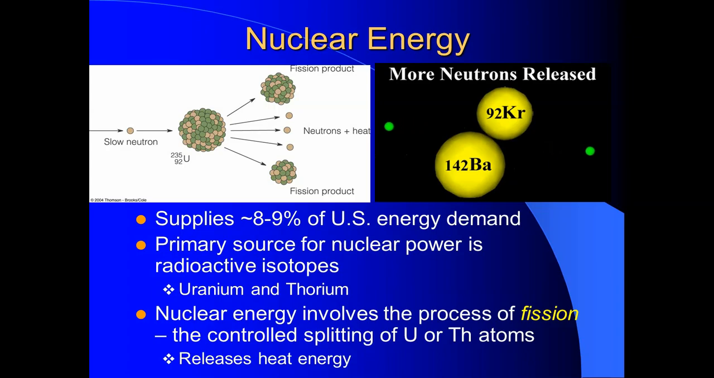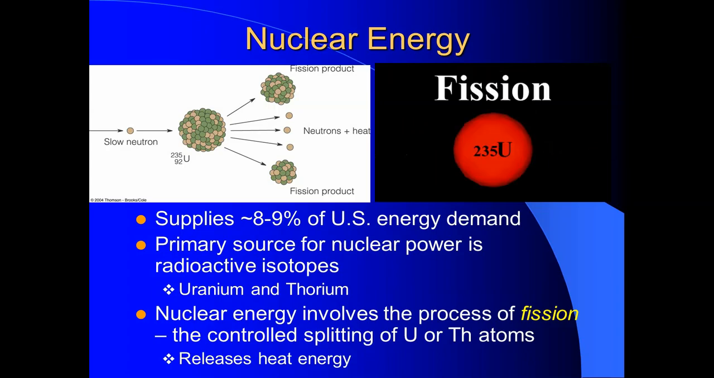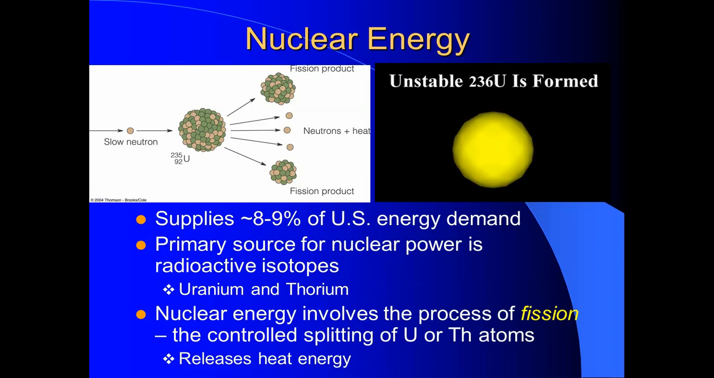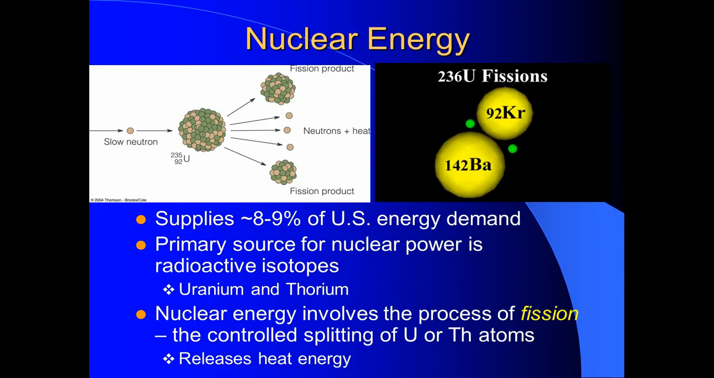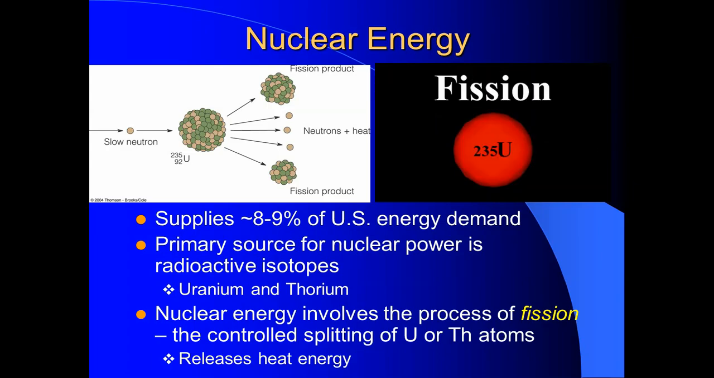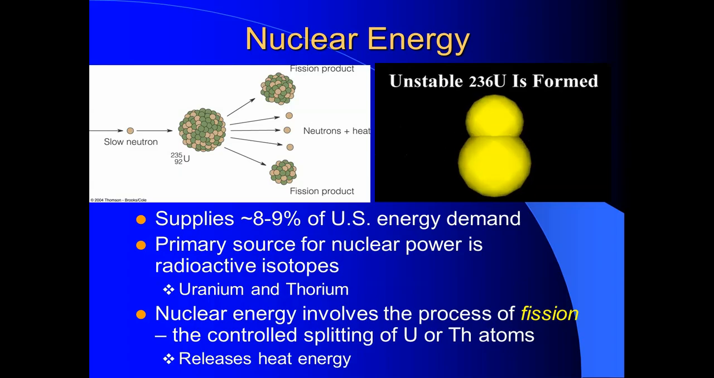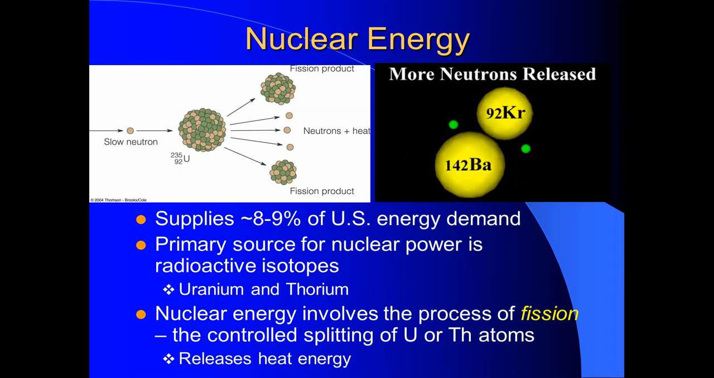Now I want to stop here for a second, guys, and think about how we generated electricity with, let's say, a coal-fired power plant. What did we do? We burned the coal, we took that heat energy to turn water into steam, and the steam then turned a turbine. It's the same process, guys. The only difference is where we get the heat. In the example of a coal-fired power plant, we get the heat from burning of coal. In a nuclear power plant, we get the heat from this fission process.